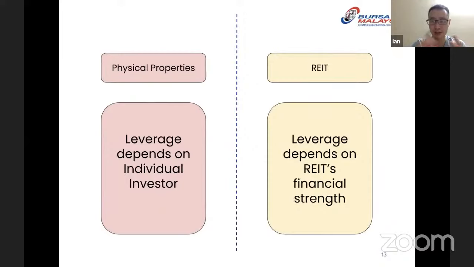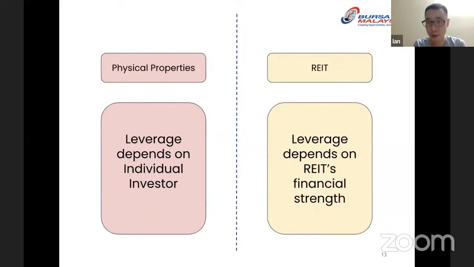If let's say today your CRIS, your CTOS, your debt servicing ratio is actually on the low side, that means to say you are very strong in your creditworthiness, then maybe you have the option to consider physical properties as an investment, or you can actually choose to invest in a REIT if you want to.